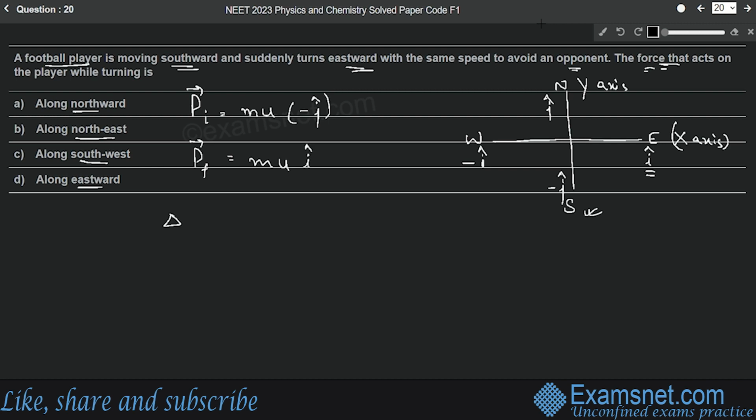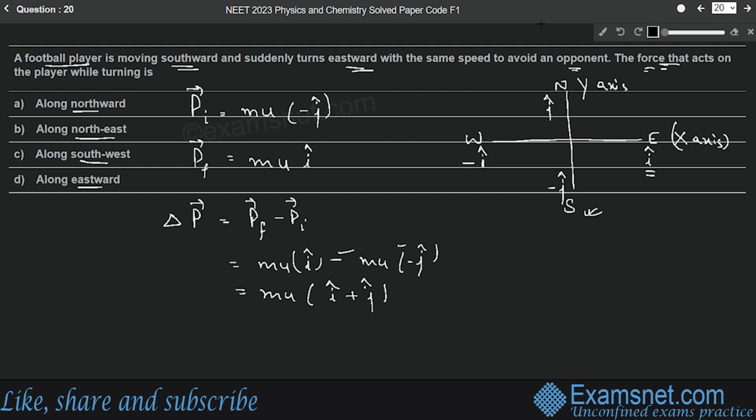Now what will be the change in momentum? The change in momentum will be equal to final momentum minus initial momentum. Final momentum is mu i cap and initial momentum is mu minus j cap, right? If we take mu as common, what will be left inside the bracket? i cap, minus minus will become plus, so i cap plus j cap. So this is the final direction of the momentum, right?